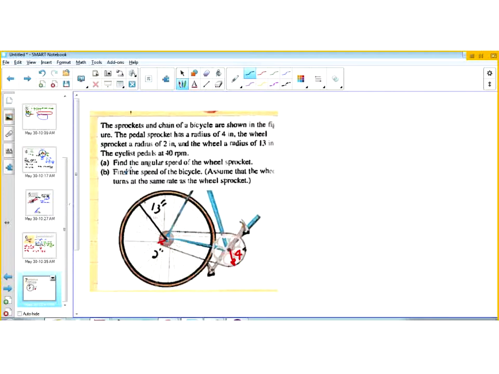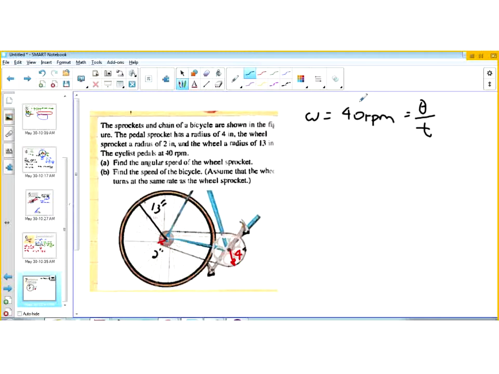Okay, and the cyclist pedals at 40 revolutions per minute. So that means RPM is omega. So omega is equal to 40 RPM. Okay, and we define omega. Remember, we defined that as your change in angle with respect to time. RPM, revolutions per minute. So that means in 1 minute, this wheel will spin 40 times.